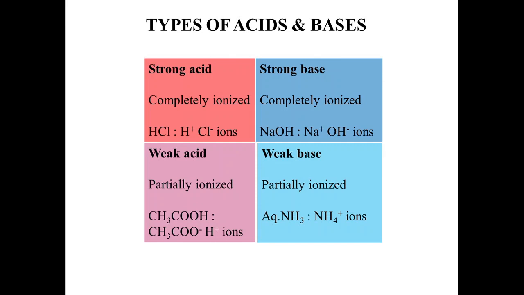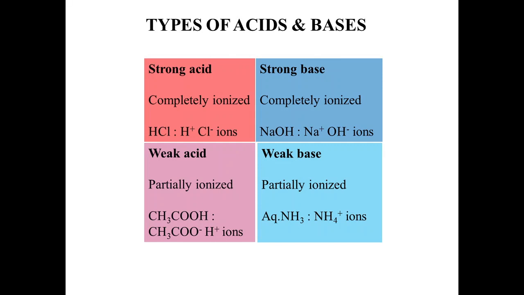But if you take a weak acid or a weak base, by definition, they are partially ionized in solution. So, a weak acid like acetic acid will have acetate ions, H plus ions and acetic acid units in solution. Similarly, a weak base like ammonia will have ammonia units as well as ammonium ions in solution.